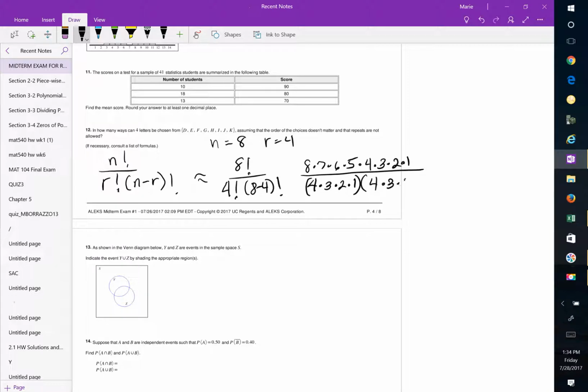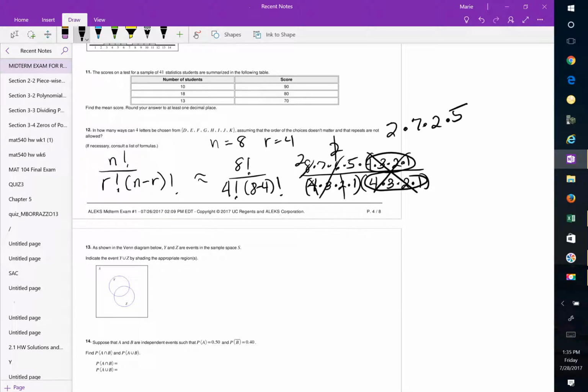4 times 3 times 2 times 1. Well, common sense, we can see that this will cancel with this, so this goes away. 4 goes into 8 twice, leaving us 2 over 1. 3 goes into 6 twice, leaving us 2 over 1 on that piece. These two will cancel, and you're left with nothing on the bottom. All you're left with is basically 2 times 7 times 2 times 5.